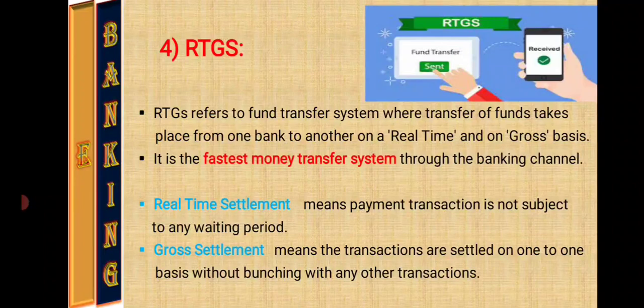The minimum amount to be remitted through RTGS is rupees 2 lakhs, while there is no upper limit for transactions. So the minimum amount is 2 lakh and no upper limit. However, charges vary from bank to bank.